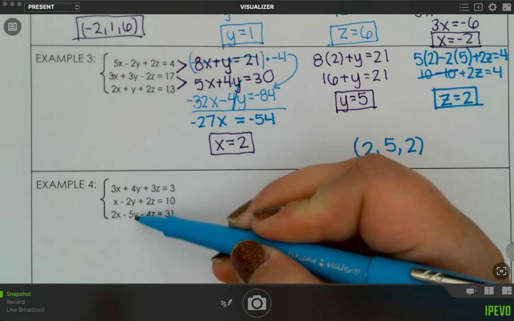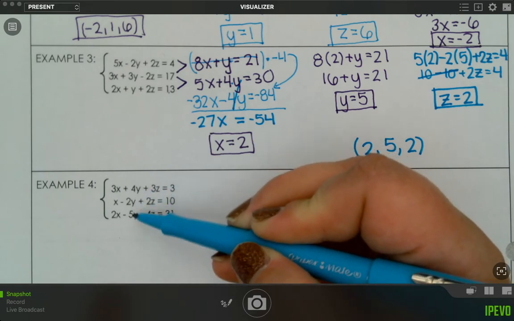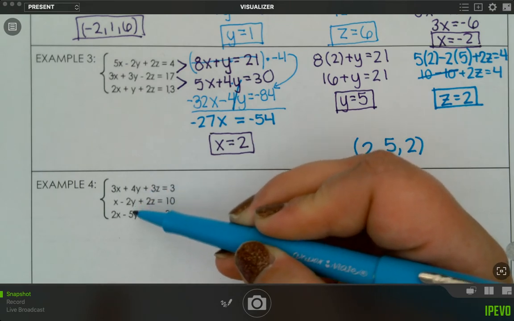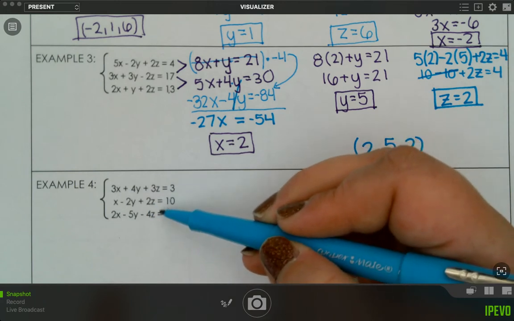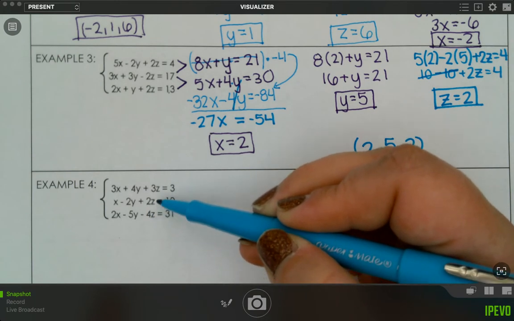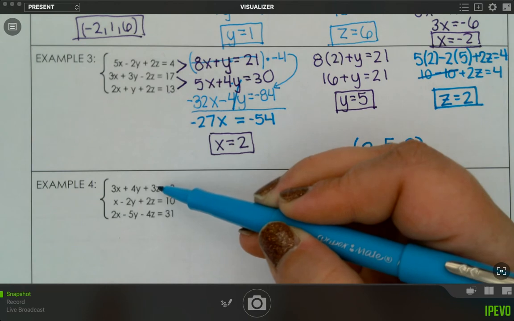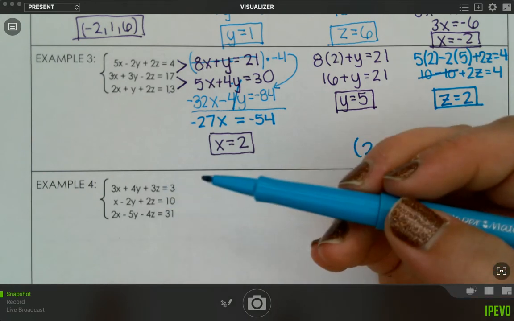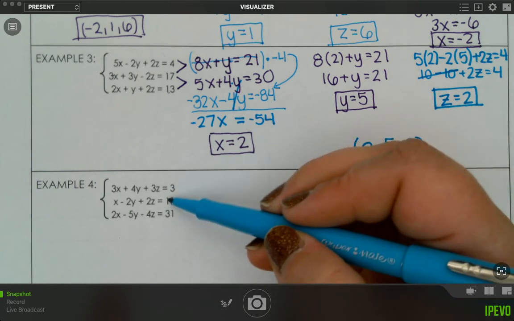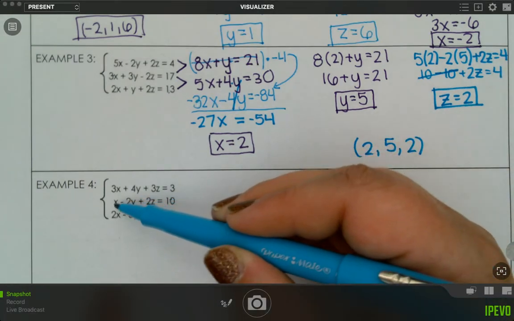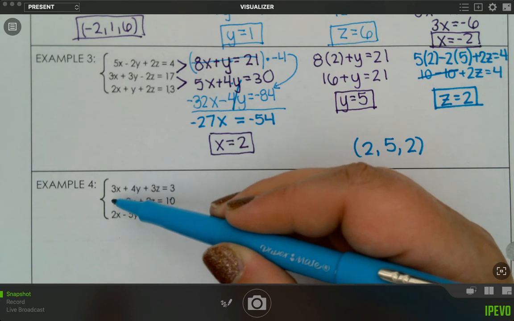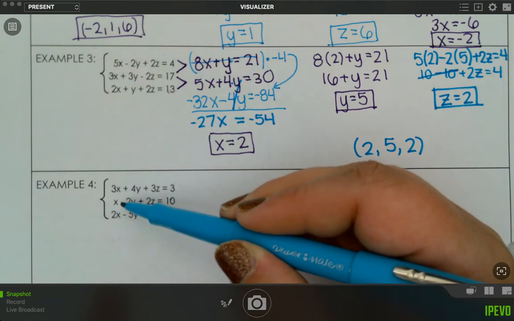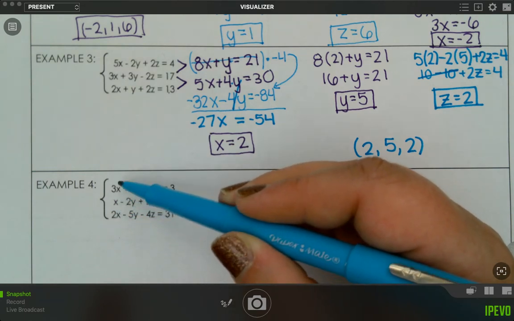I don't really like the look of the y's because there's a 4 and a 5, and that gets a little messy. And over here, it's a little better with the 2 and the 4, but then there's this 3 up here that I'm going to have to multiply and get to 6. So I'm going to skip that, and I'm going to go ahead and just do my x's. Okay, and I'm going to use this one with the row above it, and then with the row below it.